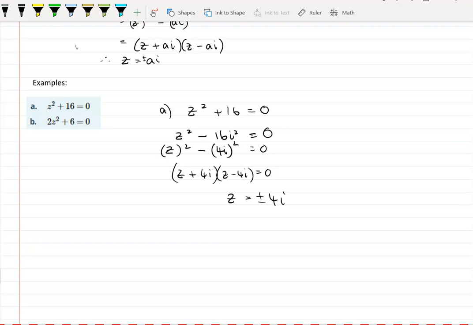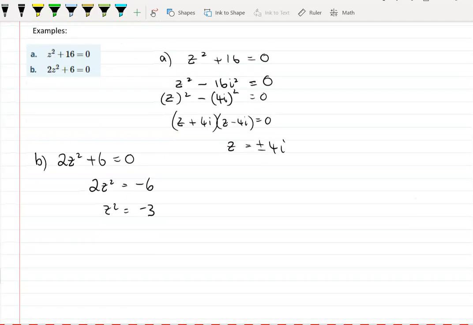Now, we could have solved that one straight away, and we can do the same thing with the next one. Because it's a very simple quadratic, we don't have a b term, so we can solve it in a similar way if we're careful. So we'll do the second one a different way. We've got 2z squared plus 6 equals 0. Again, this is a quadratic without a middle term, the b term if you like, so I can just rearrange it. 2z squared is equal to -6, so z squared is equal to -3. So z is going to be plus or minus the square root of -3.